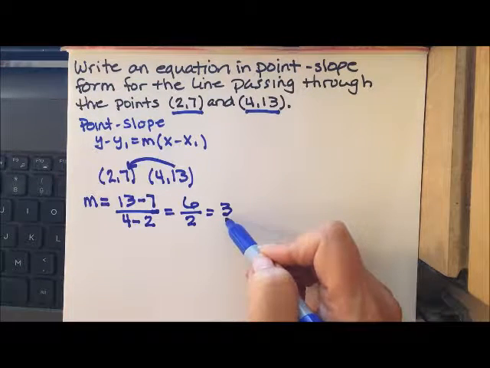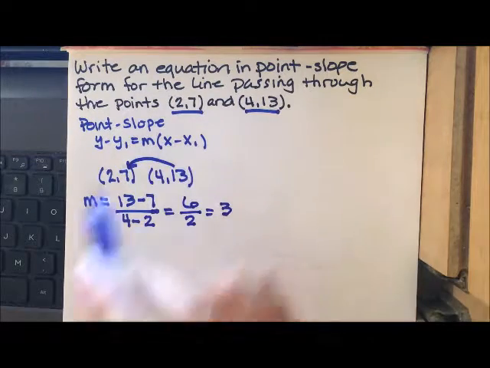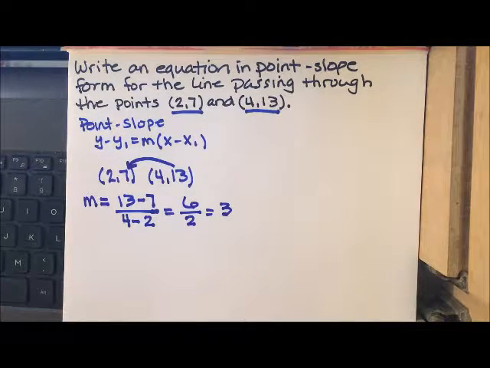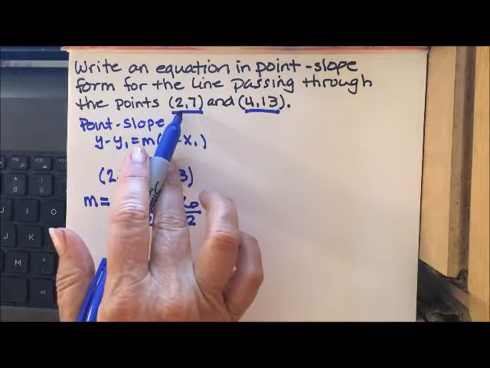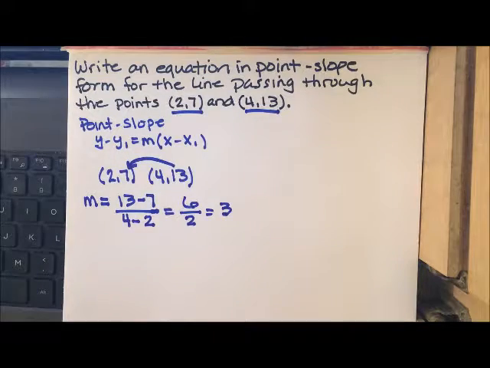We need our slope and we need a point. So the question is, which point do we use? Well, it really doesn't matter. You can use either point. Either point will give you the equation of the line because that line does go through both points. As a matter of courtesy, I always just use whichever the first point is, in this case (2, 7).